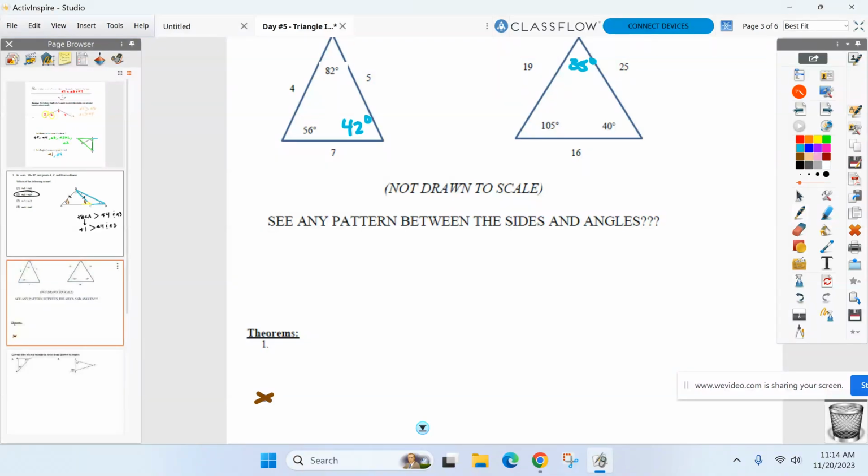Anybody here so we can write it down here? So theorems, let's start here because this fact, again, only works in a triangle. Any group want to try to throw it down here for us? What's the pattern? Go ahead, guys.